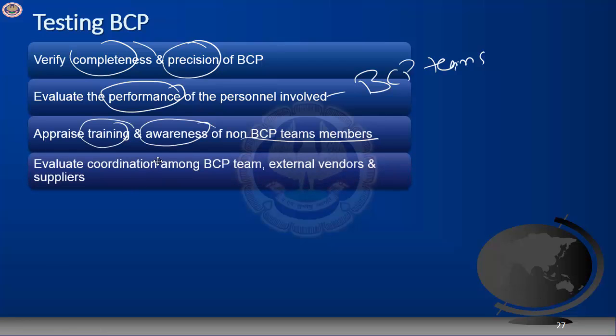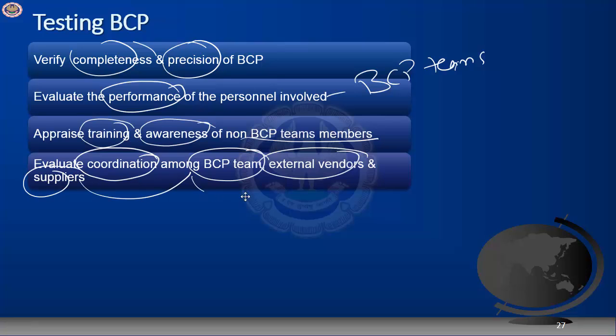You evaluate the coordination, because quite often when there is a disaster, there's a need for coordination between the different BCP team members and also the external vendors and the suppliers. So you need to check whether all this coordination happens. For example, there is a failure of a system. In that case, the vendor is supposed to provide the system, the supplier is supposed to supply the usables or the utilities for running that particular system, and all these three have to be coordinated.